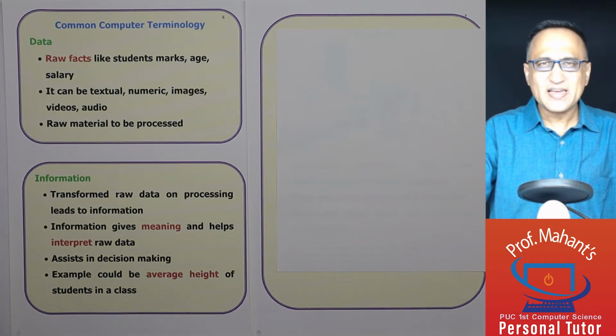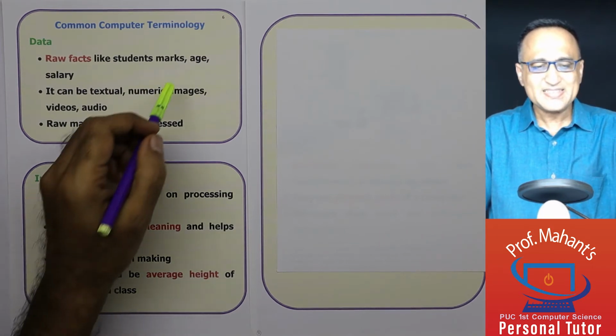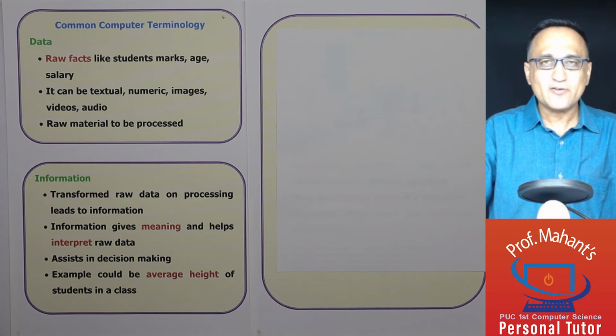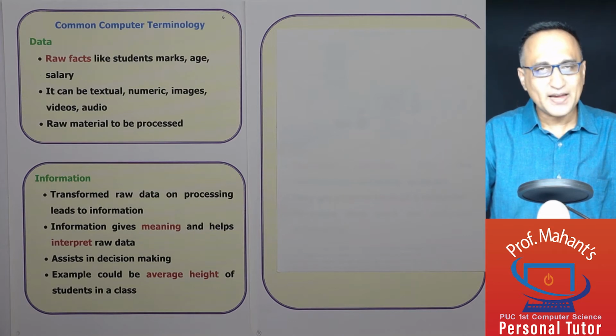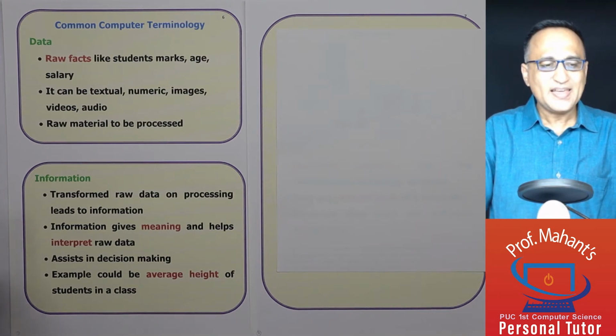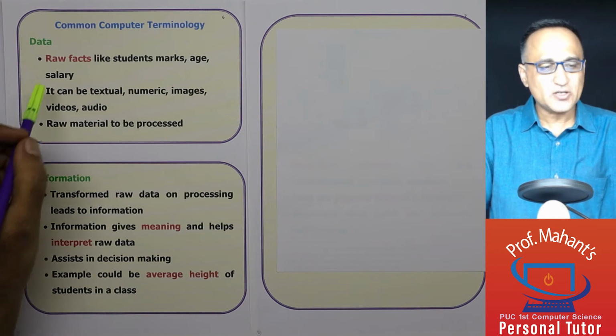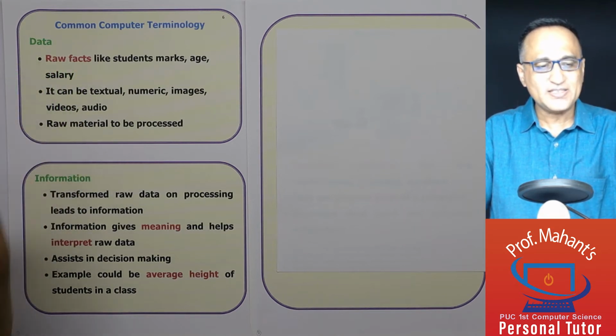So there are a number of examples of data and information. Let me give you one more simple example. Let us say I get the heights of all the students of the entire sections of the entire school. Then the heights of all the students constitutes the raw facts or the data.